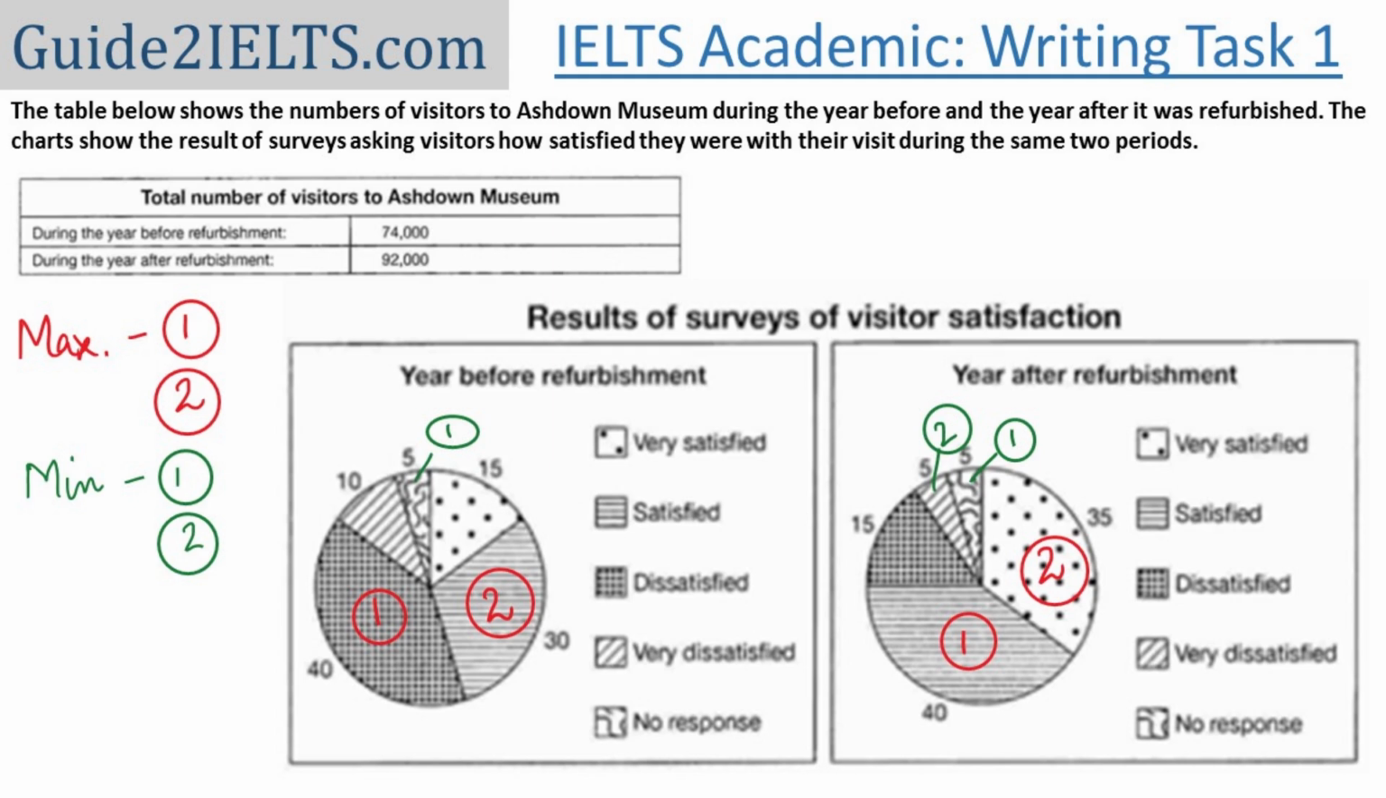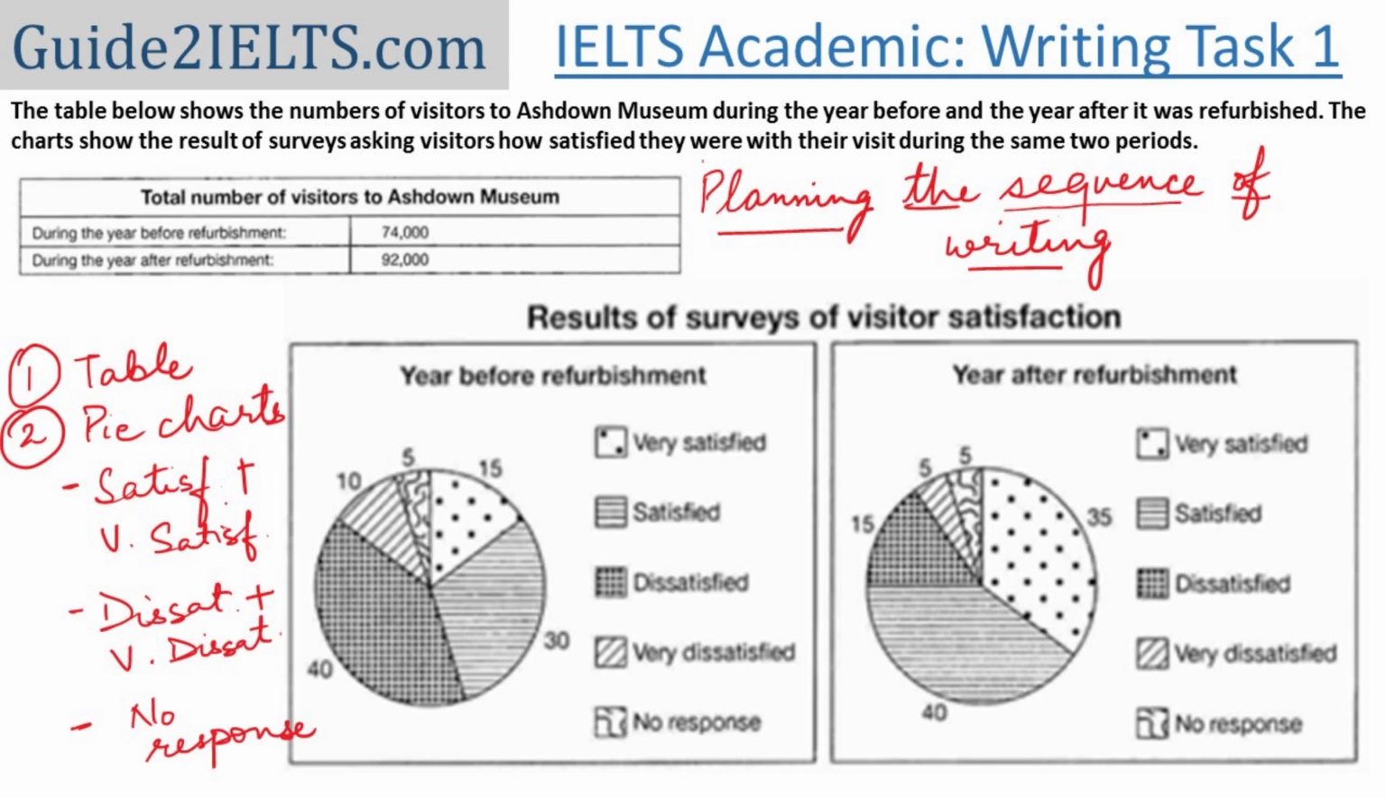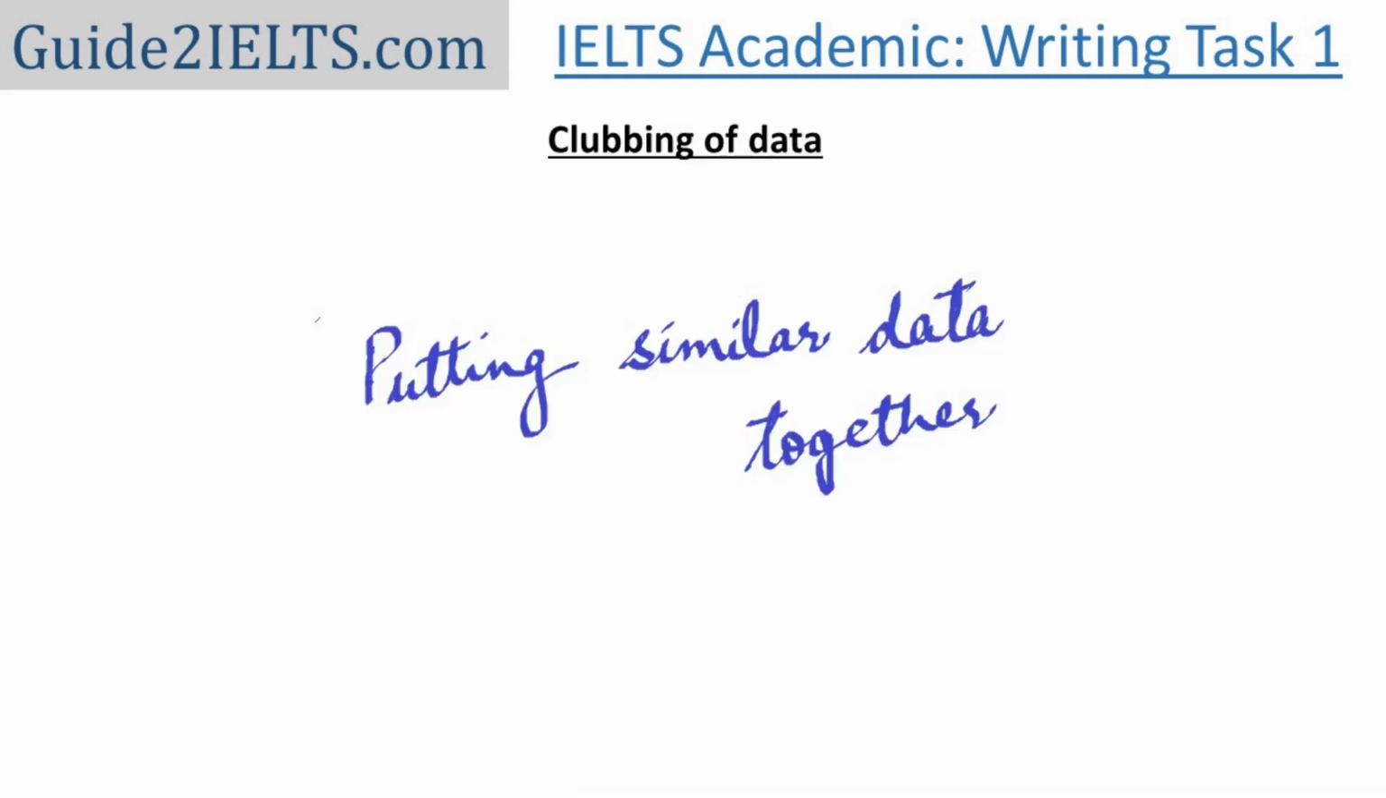I now decide what sequence I'll present this data in. There is no one correct way, but it is important that the data is presented in a well-structured manner. I could choose to write the pie charts detail first, followed by the table, or vice versa. I could start writing the minimum first, followed by maximum. Also, there are 5 categories here in pie charts. I could handle all of them separately, or I could do what I've chosen to do, which is write about very satisfied and satisfied together, then dissatisfied and very dissatisfied together. This is called the clubbing of data, putting similar data together.